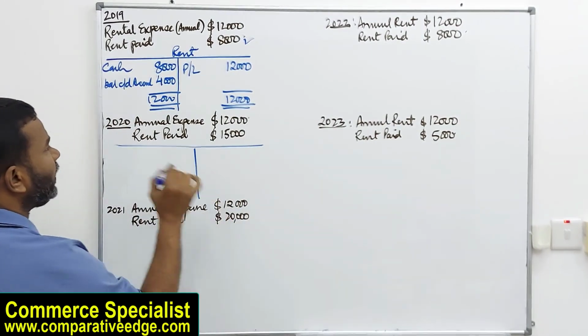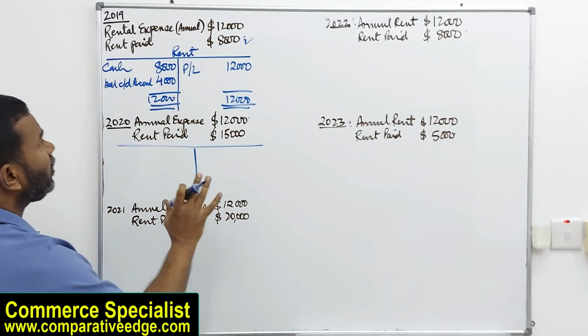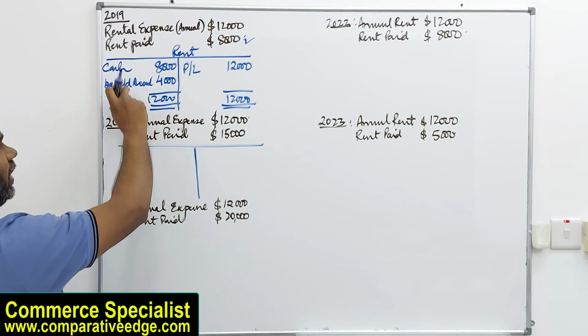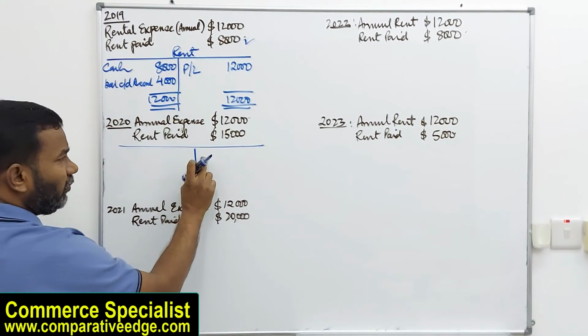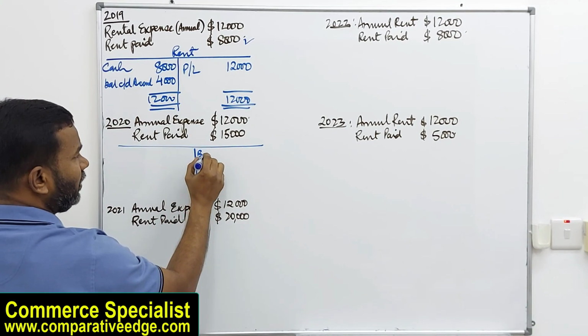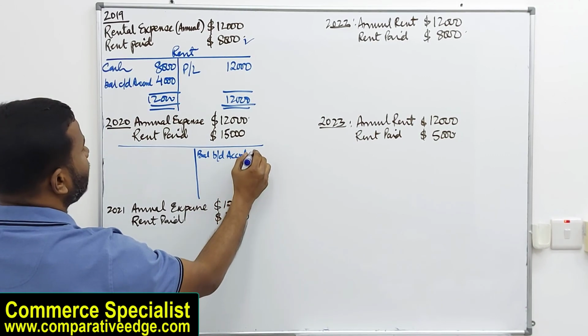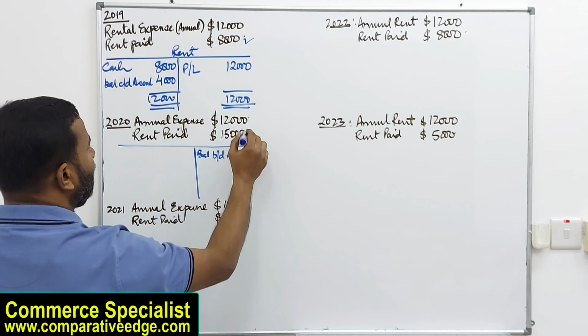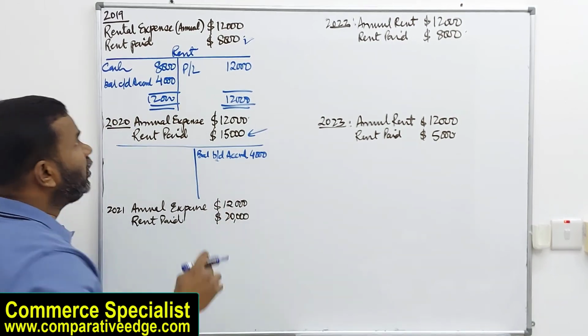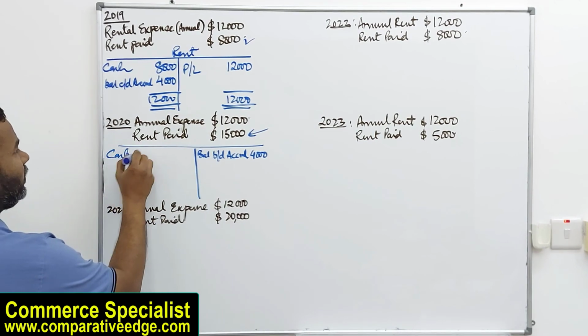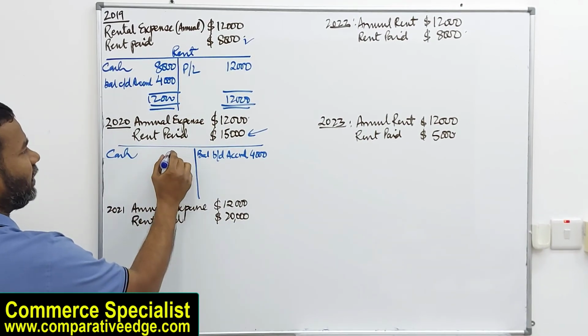Next year, 2020, before I record anything, I have to bring the balance down. It's a liability. Closing balance of a liability is on the debit side. Opening will always be on the credit side. So I'm writing here balance brought down of accrual, which is 4,000. How much rent has been paid? When you pay rent, the entry is rent debit. So all payments will be recorded here, which is 15,000.